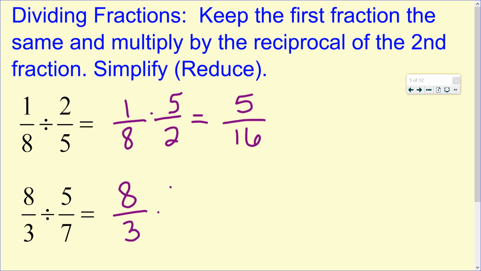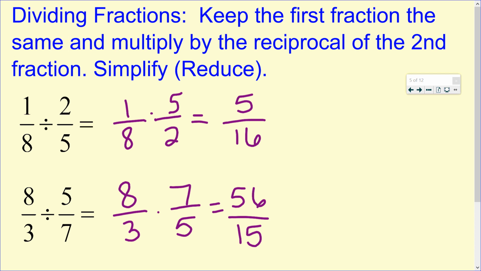8/3, 7/5. If I flip that second one, what do you get on top? On the bottom? 15. Is there a common divisor there? Anything that they both have in common?